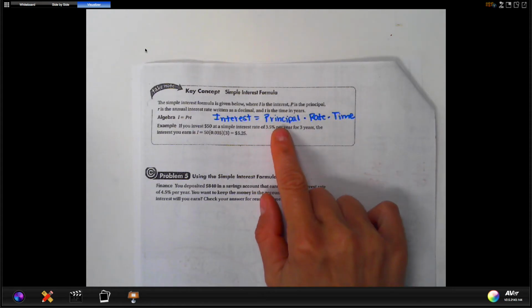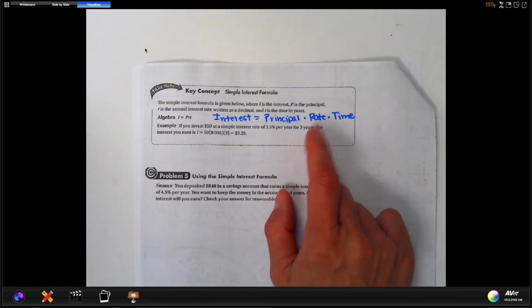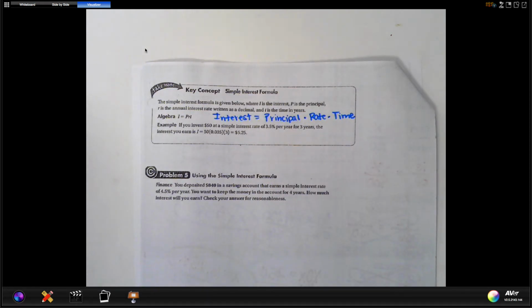P is the principal. Does anyone know what that means? It's not like the principal of our school. Like a rule? That's another word for that, but it's not this one, though. It's the original amount of money. Okay? The principal is the amount. Like, if you put $1,000 in the bank account, that's your original amount. That's not with the interest on it.